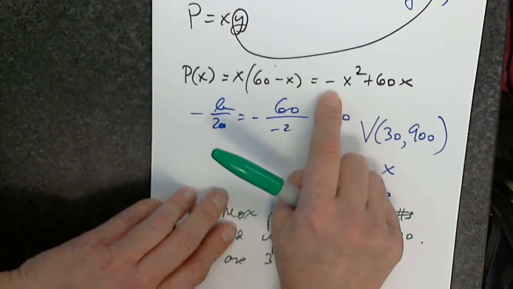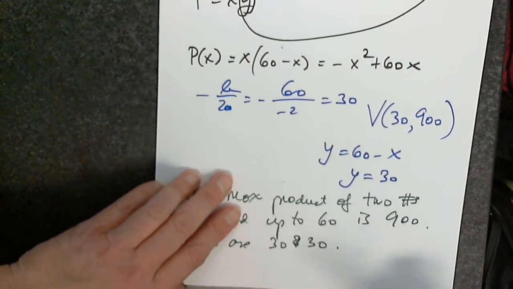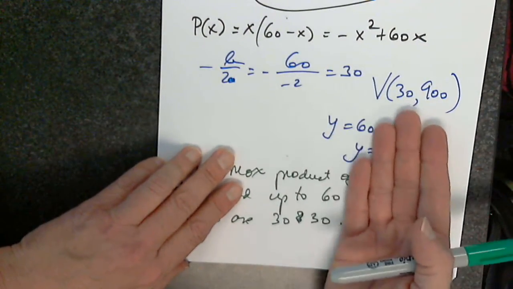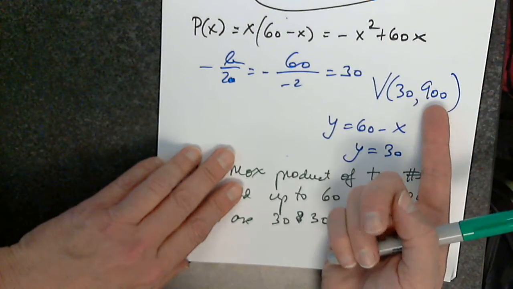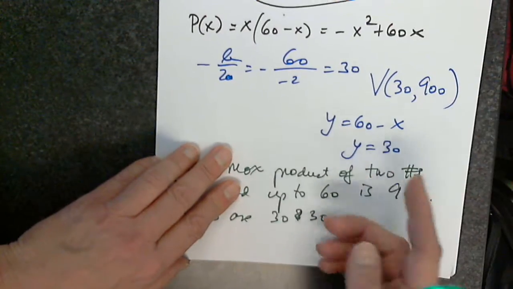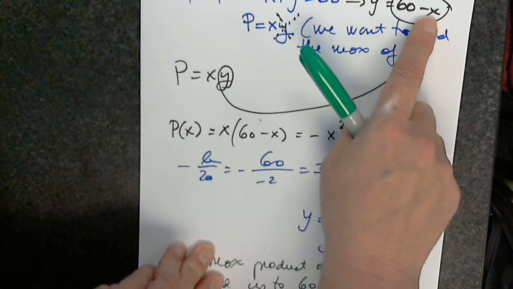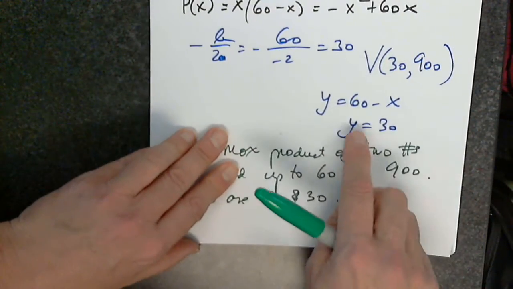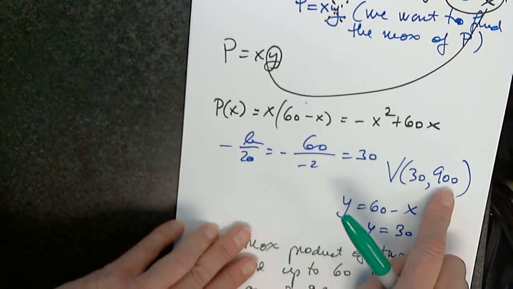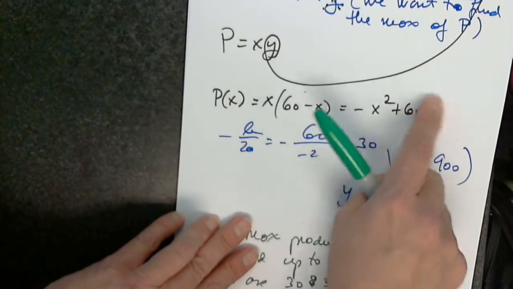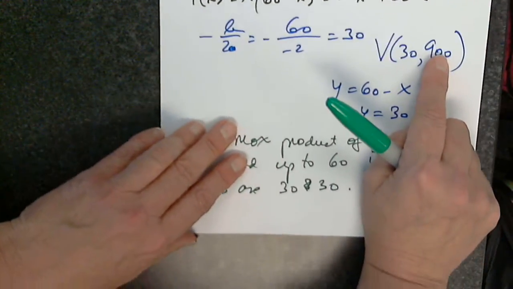So how do I find the maximum? By finding the vertex. I calculate the vertex, 30 for x. Then I can go back with 30 and I'll get 900. Still, I have to determine y anyway. So 60 minus 30 is 30. So if one number is 30 and the other one is 30, their product must be 900. Or you plug in 30 in here, you still get 900, of course.